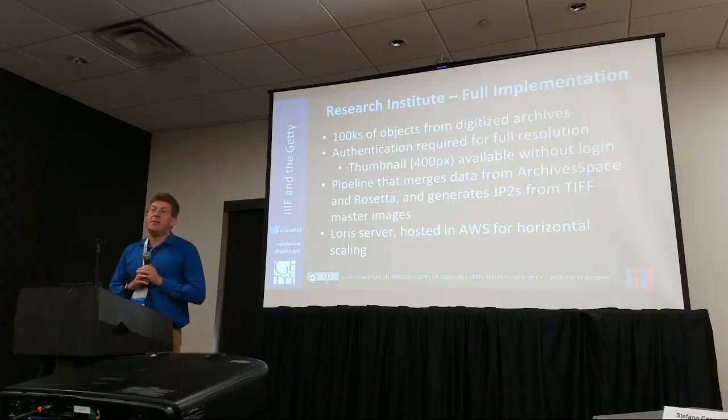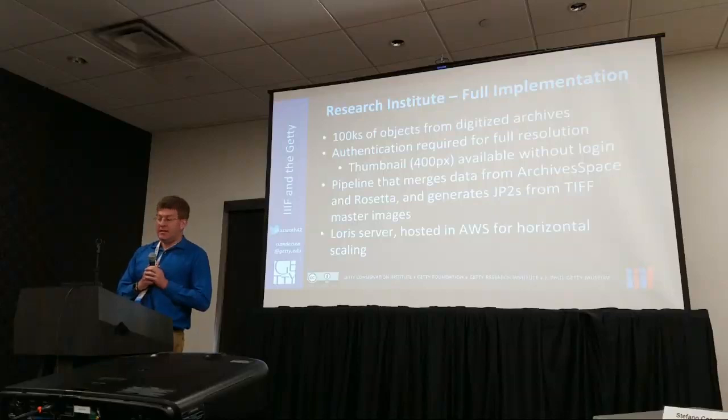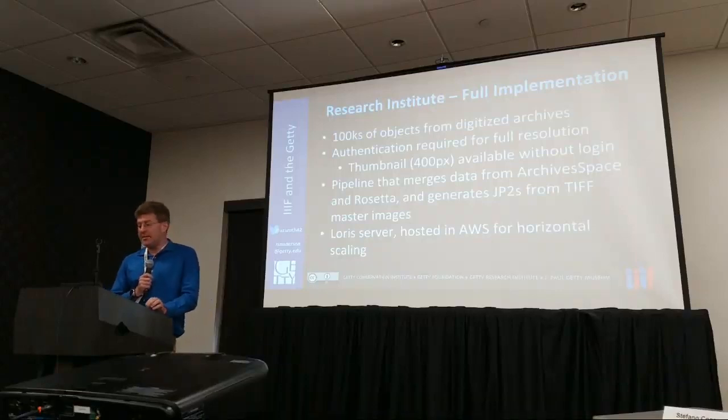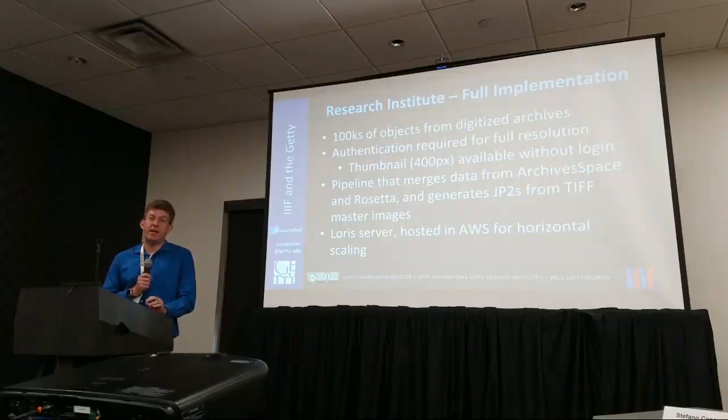However, the Getty has multiple programs, including the Getty Research Institute, and the GRI also uses IIIF, but needs a more full implementation, so a full level 2 implementation, where you can have arbitrary regions, you can do rotation, and all of the clever image actions that you can think of. There are hundreds of thousands of objects from digitized archives, and unfortunately, many of them need authentication because we're either not certain about the copyright status, or they contain information about living people, and hence you need to be on site in order to interact with them.